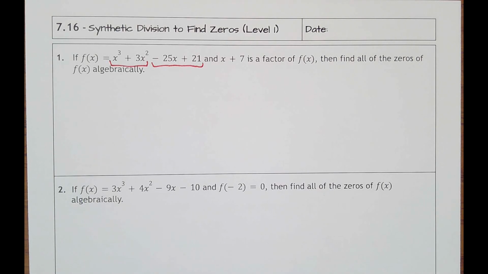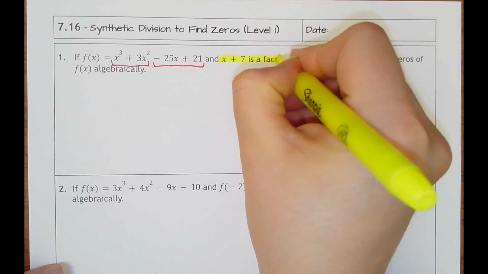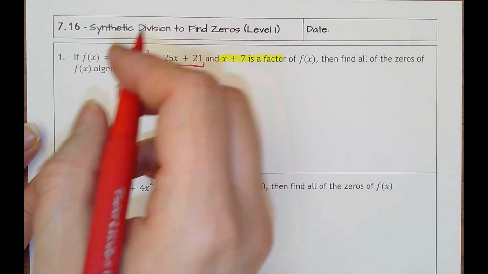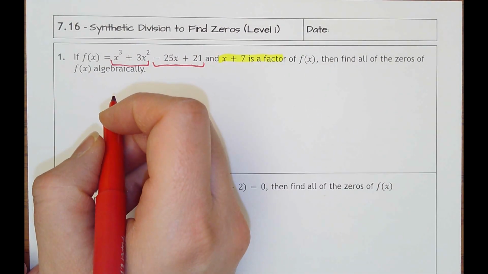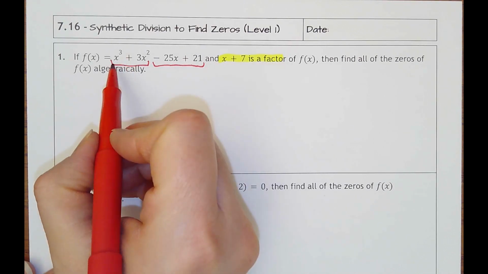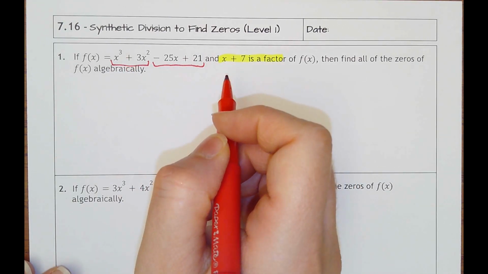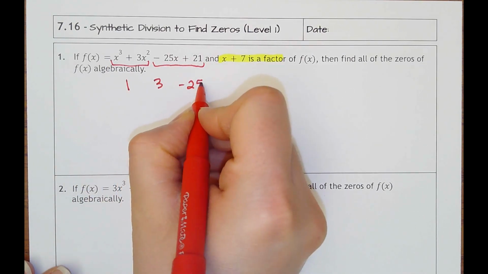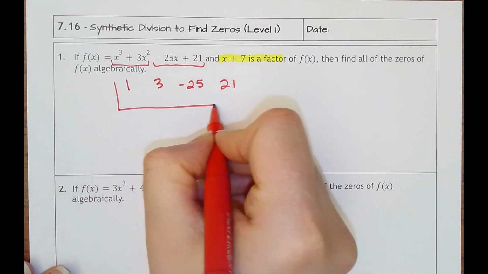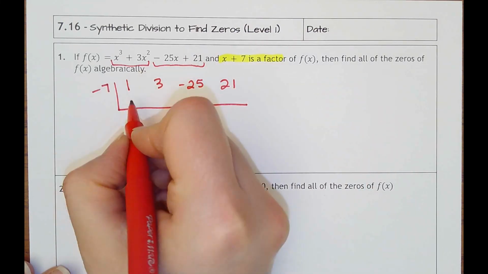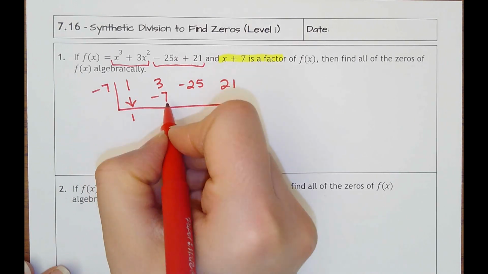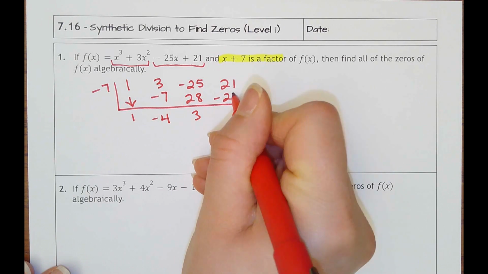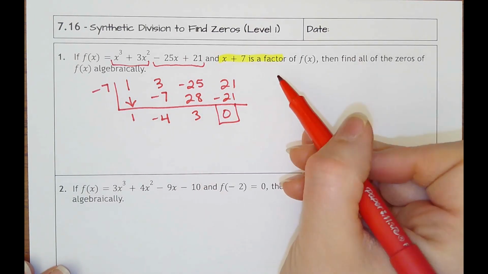But because they're telling me this info right here, that's going to help me out. And so what I want to do is use long division, or not long, synthetic division, because it's going to be a lot faster than long division. And I'm going to divide this and see what's left over. So I've got my coefficients of 1, 3, negative 25, and 21. I'm going to divide by negative 7. And you better end up with the remainder of 0. That's why it's a factor.